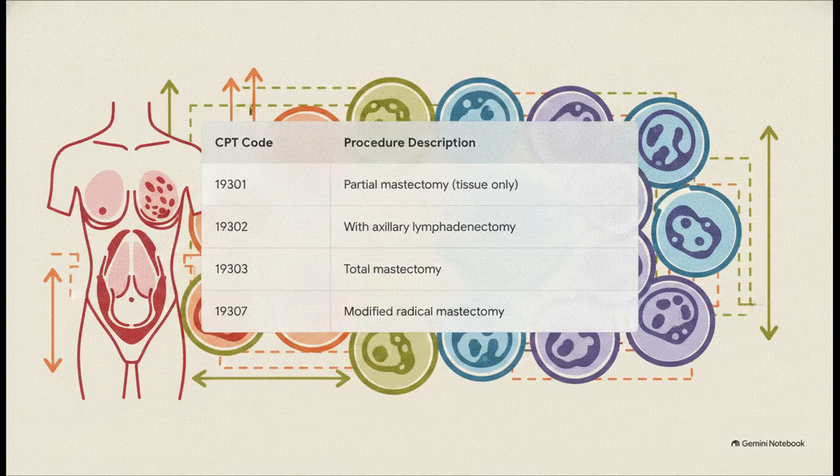To give you the full picture, let's just walk through the whole hierarchy of codes mentioned in our source material. As you can see, we start at the baseline with 19301, just the breast tissue. Then we step it up to 19302, which adds that axillary lymphadenectomy. But our source doesn't stop there. It also throws in codes 19303 and 19307. Code 19303 bumps the procedure up to a total mastectomy, while 19307 is for a modified radical mastectomy. Do you see the clear progression here? The codes scale directly with the anatomical severity and comprehensiveness of the surgery. Truly understanding this hierarchy is the single best way to make sure you never mix them up.